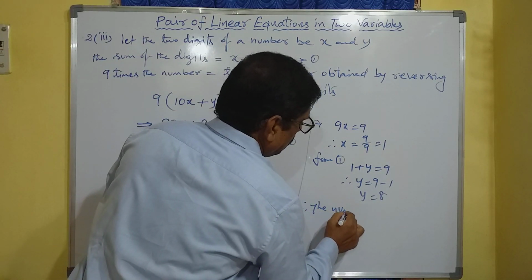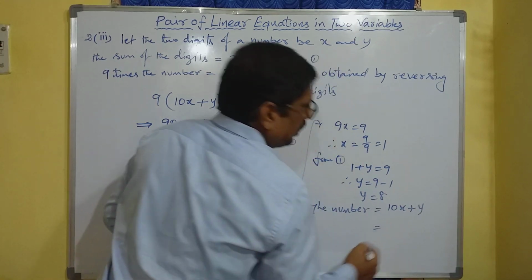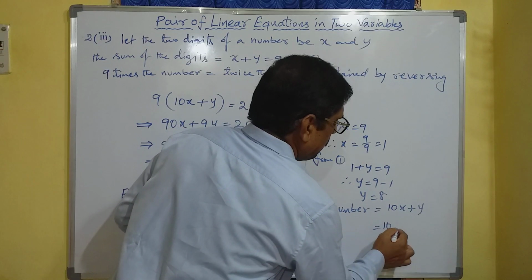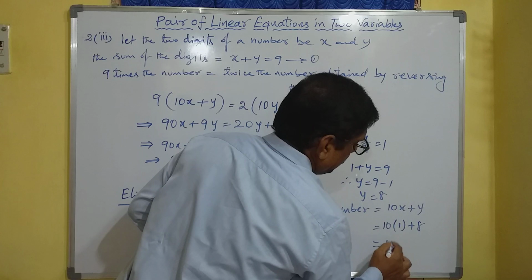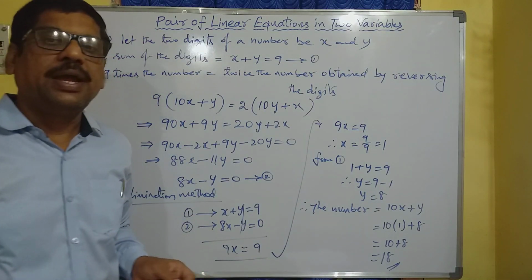Therefore, the number is equal to 10x plus y. Let us substitute the x value and y value in the expression. Then we get 10 into 1 plus 8. We get 10 plus 8 is equal to 18. Therefore, the number is 18.